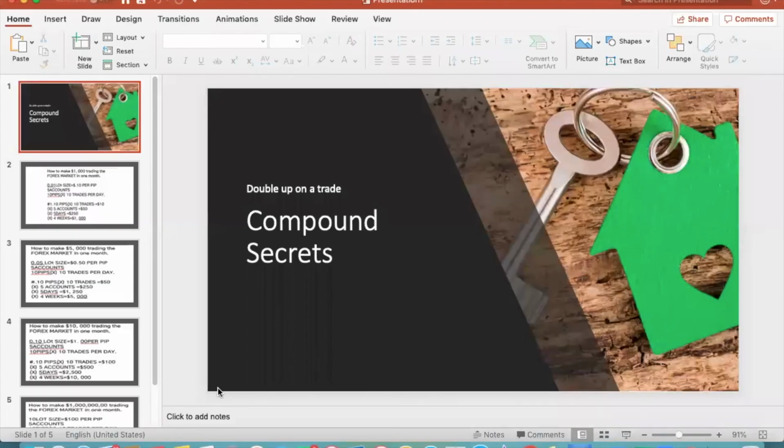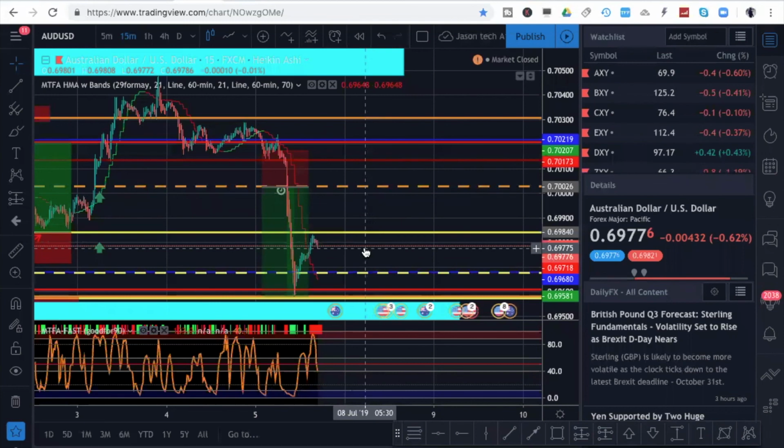All right, guys. So I'm gonna go back to the chart that I had set up. Like I said, this is gonna be another setup that I'm gonna keep continuously watching. I just wanted to do a quick video to let you guys know what compounding secrets are. That's how you compound to get money.